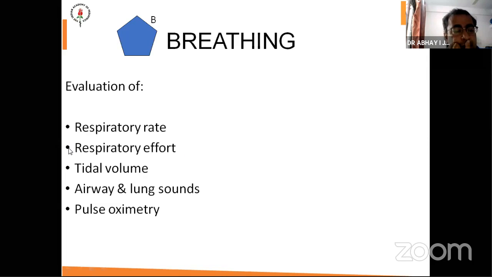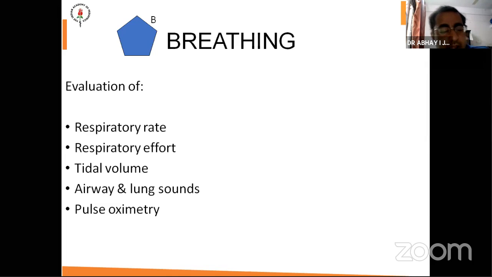Coming to respiratory efforts, as we all know, in infants, most of the time, instead of retractions, the first thing which comes is nasal flaring. Suprasternal retractions, depending on where the obstruction lies. Subcostal and intercostal retractions we need to see to assess the severity of the respiratory failure or distress.